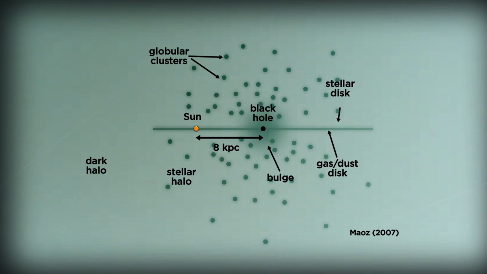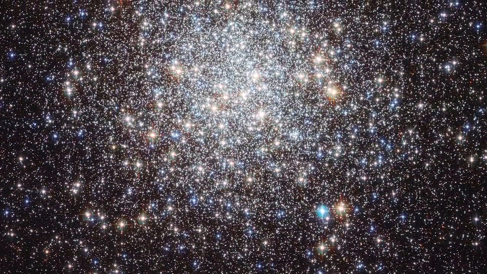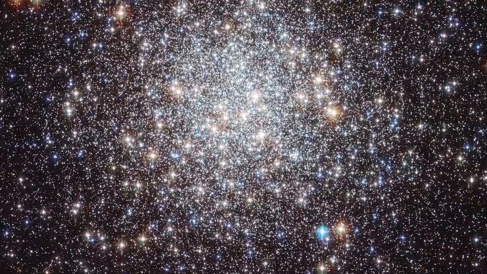Outside the plane of the disk, there aren't as many stars, but there are some. And interestingly, they're arranged in a more spherical distribution, called the stellar halo. That's also where you find the globular clusters, each with up to 1 million stars packed into a tight ball.